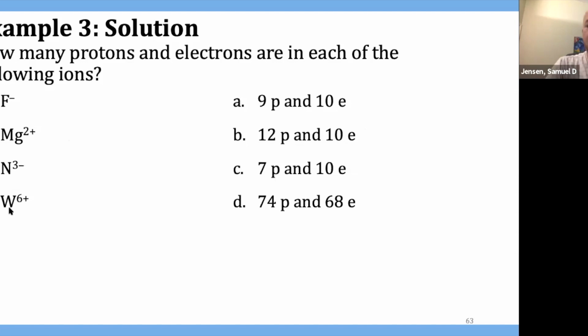W is tungsten. Okay, so tungsten normally has 74 protons, but if it is a +6, that means it has lost 6 of them. So we would subtract, and these were equal at one point. So it had 74 electrons at one point. After it loses 6, now it has 68 electrons. It's the difference between my protons and electrons that gives the charge on the ion.